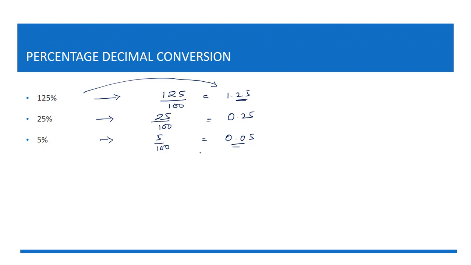Suppose you want to convert a decimal into percentage, now let us check. Decimal to percentage: you need to go with the reverse order, that's it. You need to multiply by 100. For example, now you want to convert 0.145 into percentage.